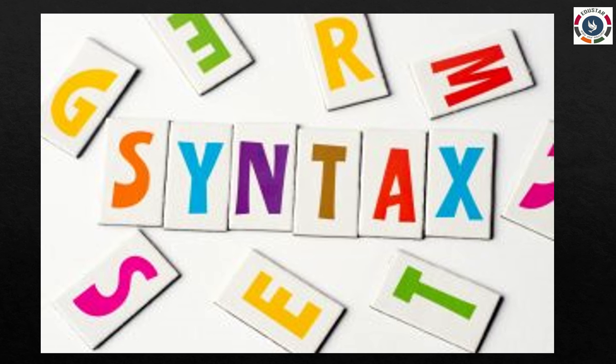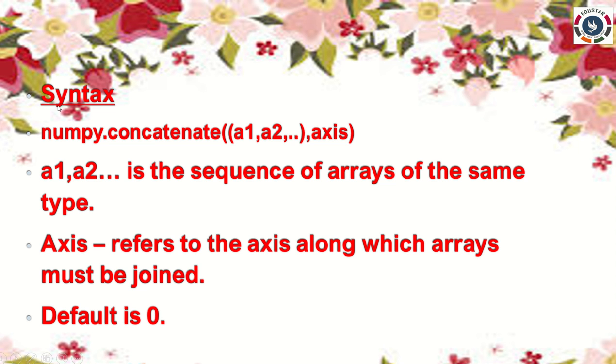This is the syntax. How can we write the syntax for concatenate? See here: numpy dot concatenate a1 comma a2 comma axis. Before this statement we mention a variable name, for example c equal to numpy dot concatenate. Numpy is my library name, and concatenate is the function in the library.